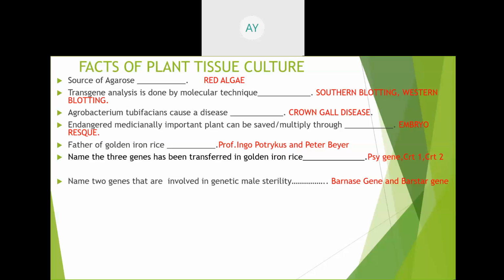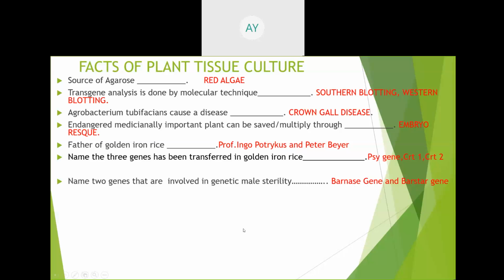The pollen grain becomes sterile due to the presence of the Barnase gene, and the Barstar gene restores the fertility of the pollen grain. Okay, so these are the examples you should try to know.